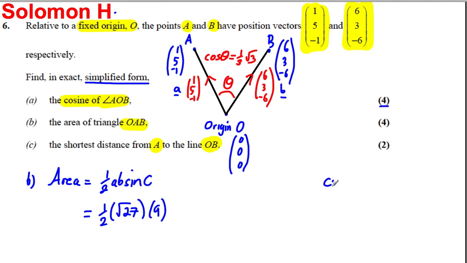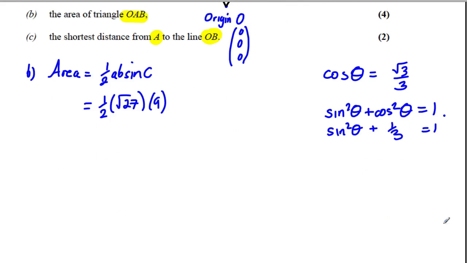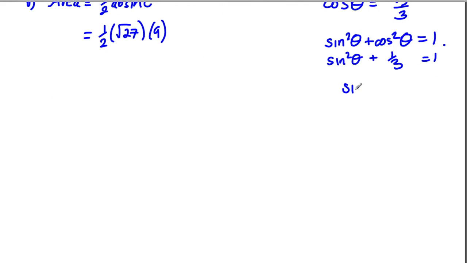Now, if I know cos of the angle is root 3 over 3, then I know sine, because I know that sine squared theta plus cos squared theta is equal to 1. I know that sine squared theta plus this squared, which turns out to be a third, must be 1. And I can take off a third of both sides, so sine squared theta must be 2/3, and sine theta is the square root of this, is the square root of 2/3.